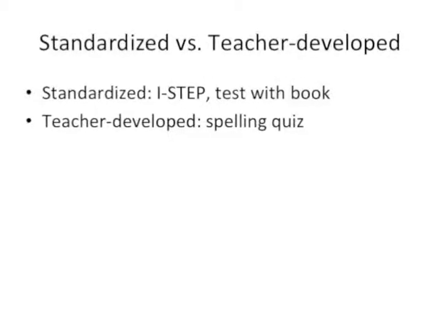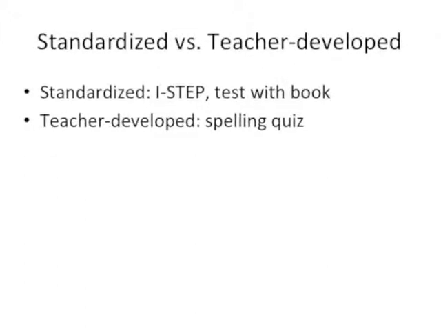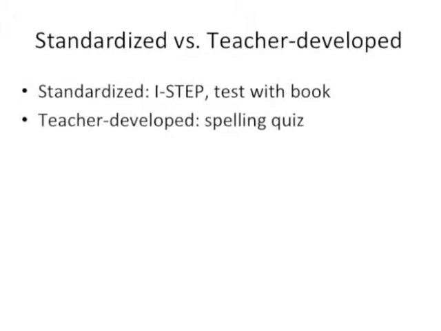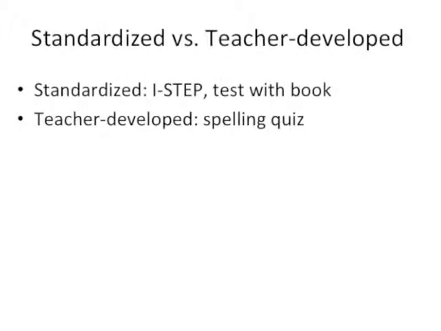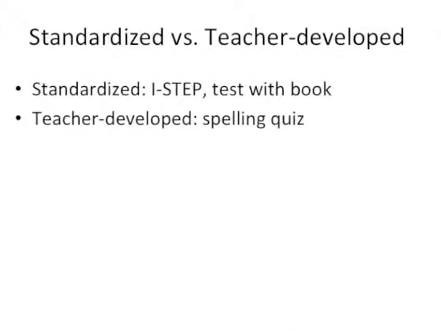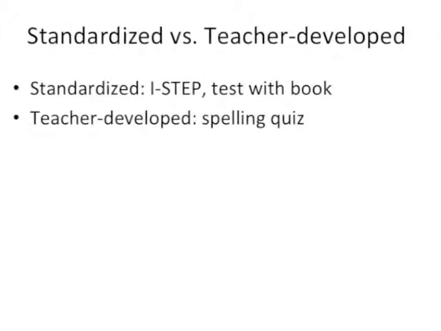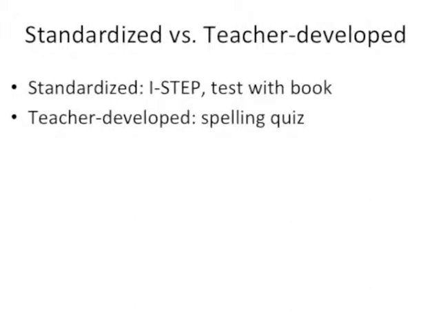Another group of types of assessment is standardized versus teacher developed. So standardized can mean the standardized test at the end of the school year, I-STEP tests, and of course assessments. It can also mean those tests that come with the state-mandated curriculum or the textbook, something that all students who are in that grade level, in that district or in that state or in the US, they're all taking the same assessment, and it has a standard way of grading that assessment.